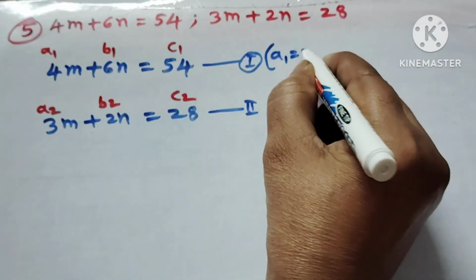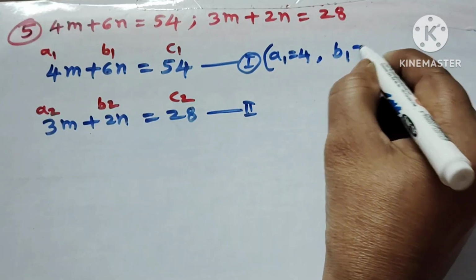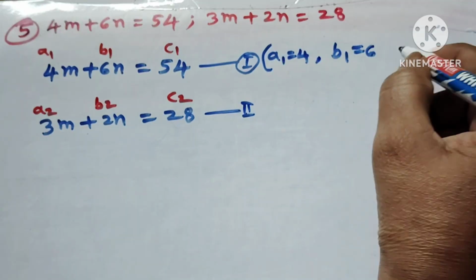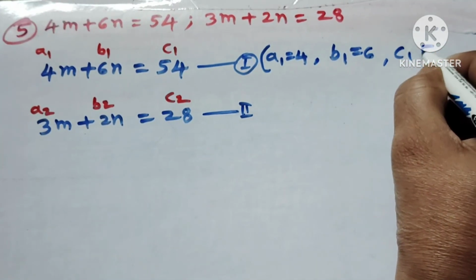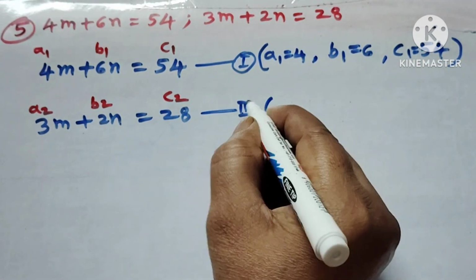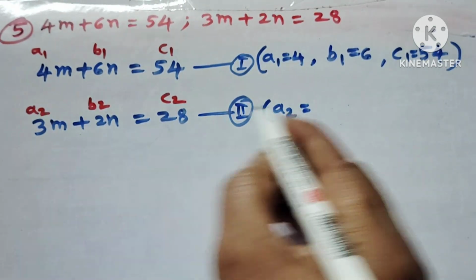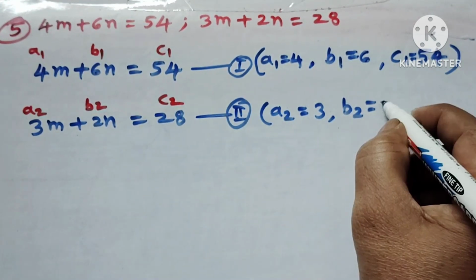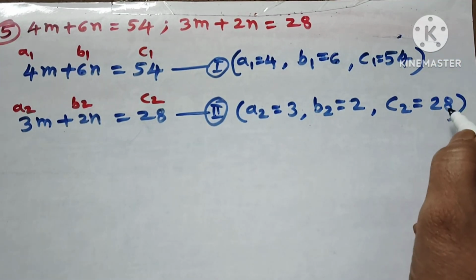a1 is equal to 4, coefficient of m. b1 is equal to coefficient of n, 6. c1 is equal to 54. a2 is equal to 3. b2 is equal to 2. c2 is equal to 28.